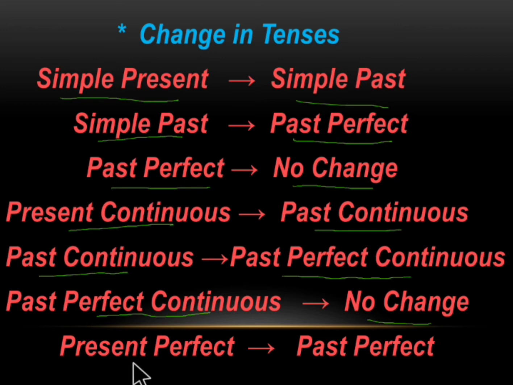Next, if the tense in the direct speech is present perfect, we change that to past perfect. And we already saw that if it is past perfect, there is no change. So this is the major thing that we have to remember while changing direct speech to indirect speech. That is the change in tense.